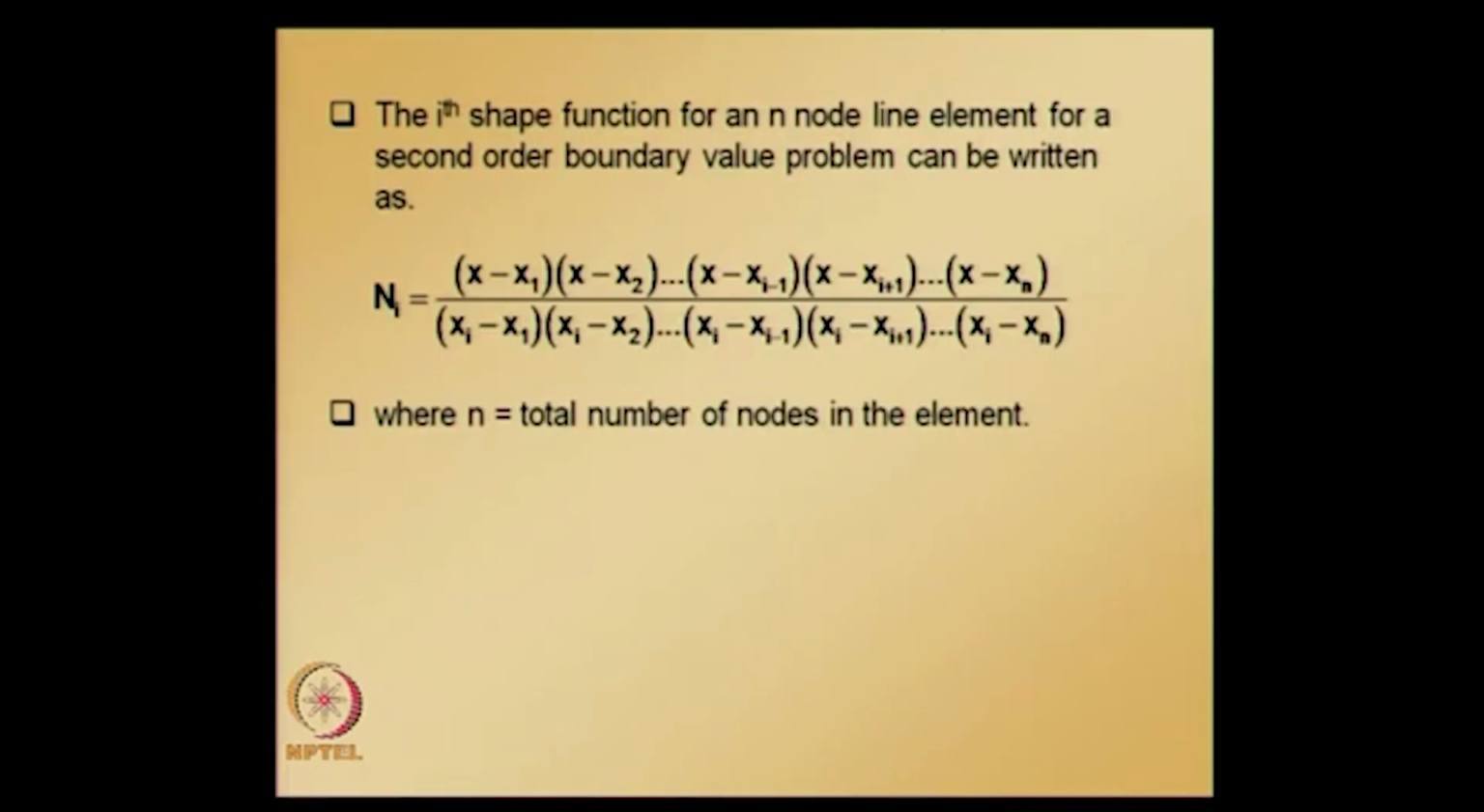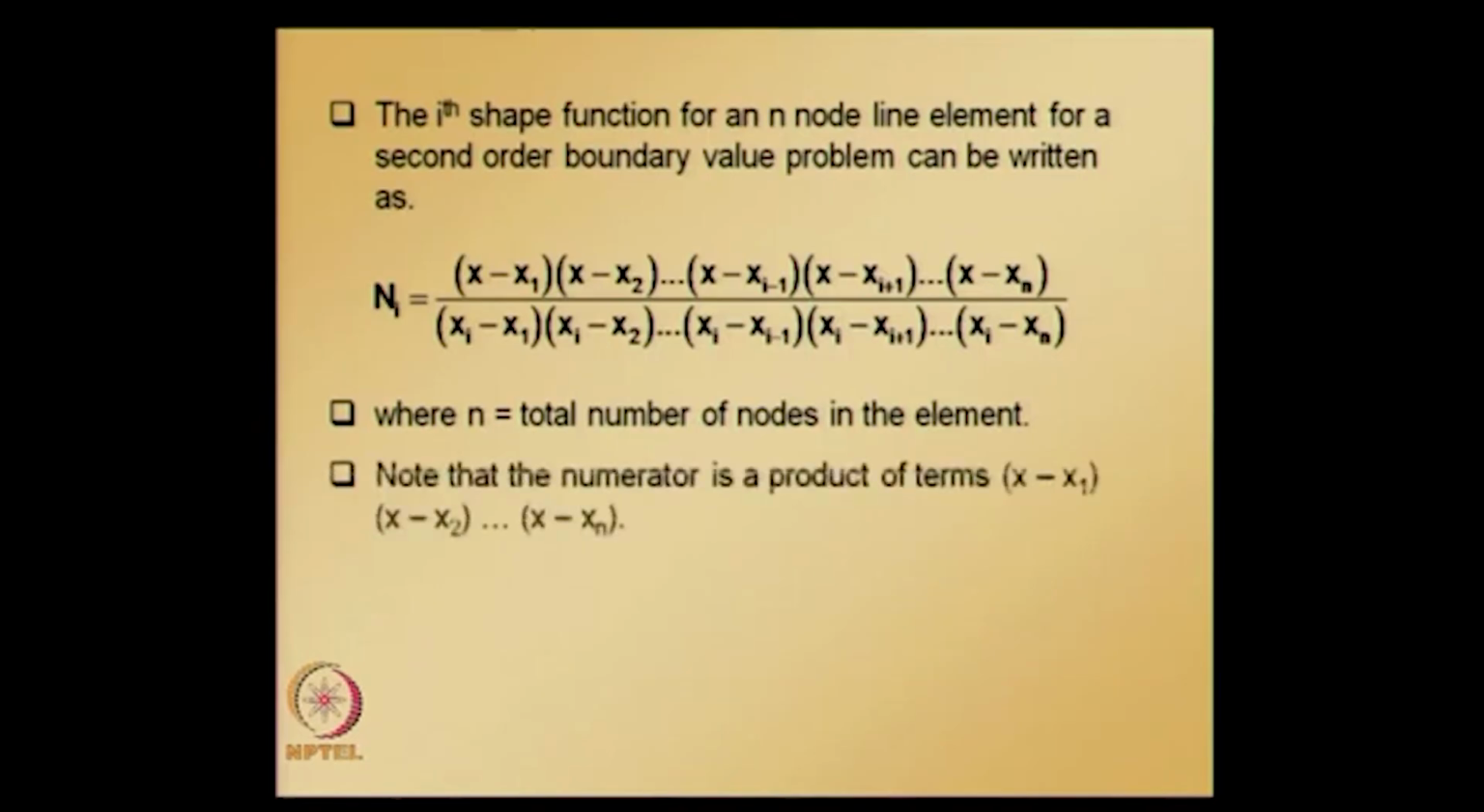N is the total number of elements. If it is a linear element, n is equal to 2, quadratic n is equal to 3, cubic n is equal to 4, quartic n is equal to 5, and so on.